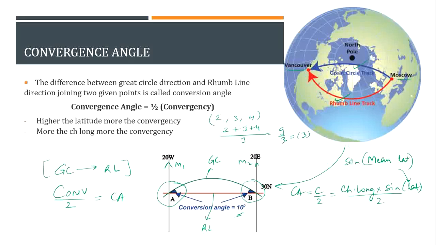So for my questions, if I'm given 2 coordinates, the mean of the latitude would be the addition and the average of them. So let's take an example. Here it is 30 degrees, so we don't need to worry about our mean here. It's already given as 30 degrees. Who will tell me what is the change in longitude? What is the change in longitude? 40. Okay, good. 40 degrees into the sine of 30, divided by 2.